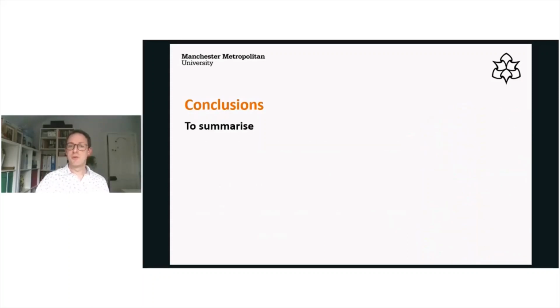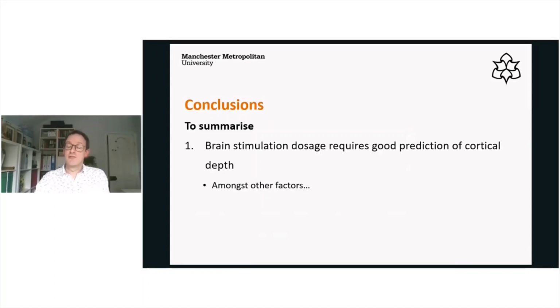To wrap all this up, firstly, brain stimulation dosage needs very good prediction of cortical depth. Given that the required dosage changes by this sort of magic value of about 3% per millimetre, we do need to know how deep a particular brain area is. There are other factors, of course, but depth is a clear source of variance.